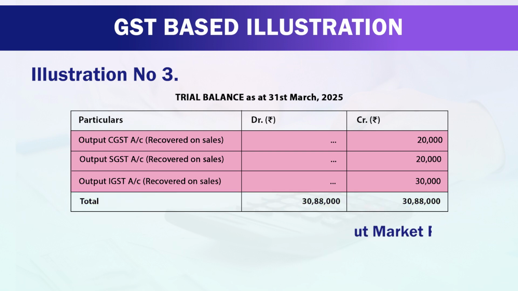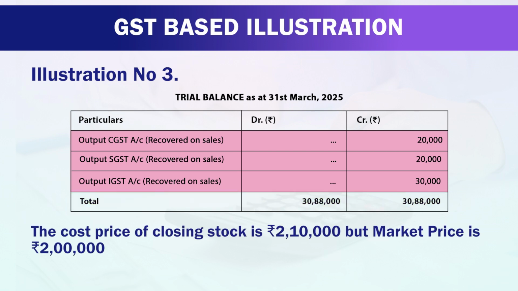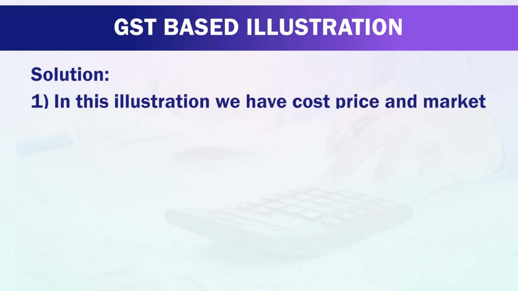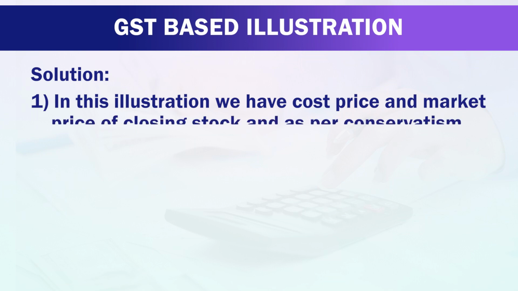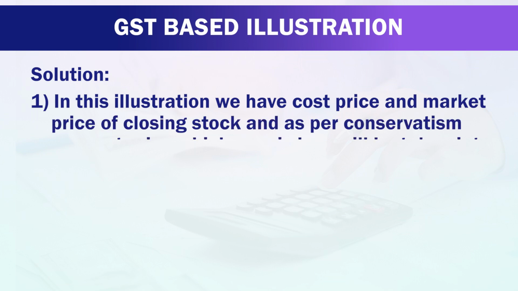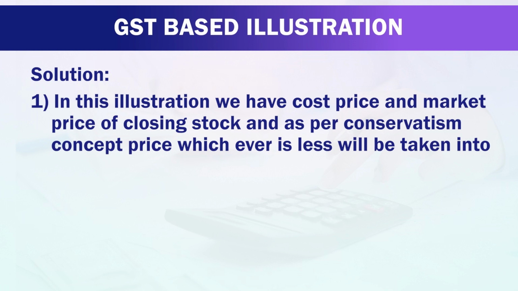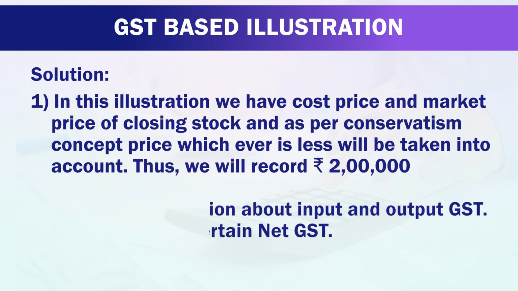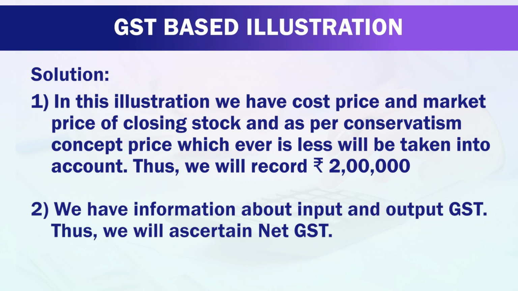Now, we are given the cost price of closing stock, rupees 2,10,000, but its market price is rupees 2 lakh. Now, let us have a look at the solution. In this illustration, we have cost price and market price of closing stock, and as per the conservatism concept, whichever price is less will be taken into account. Thus, we will record rupees 2 lakh. We have information about input and output GST also. Thus, we will ascertain net GST.